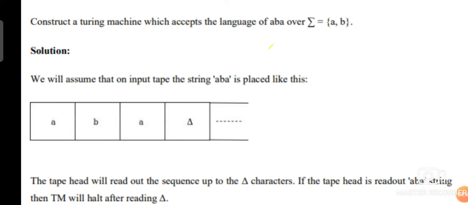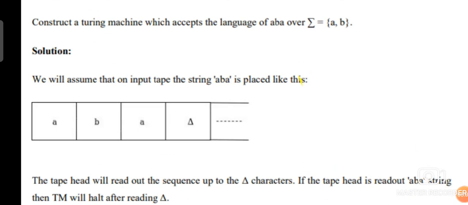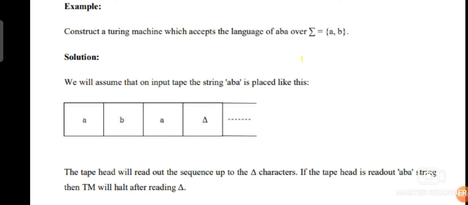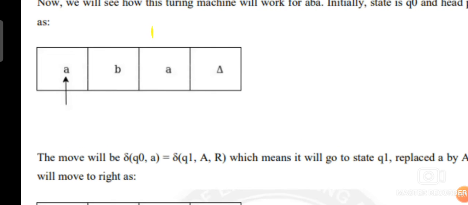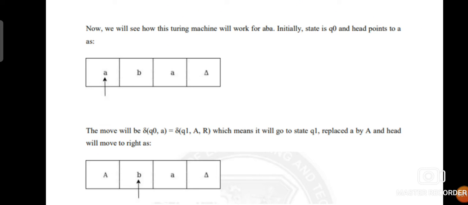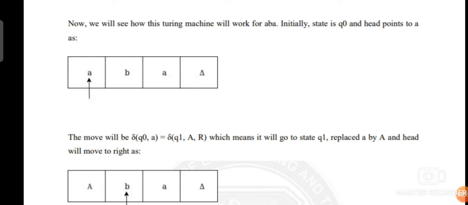Initially our tape will have the structure like this. That is, our input symbols will be a, b, a. All the remaining cells will be filled with the blank symbol. In this example, we use this small triangle shaped symbol to represent the blank symbol. So this is the initial structure of our tape. And our idea is to replace small letter a by capital letter A, small letter b by capital letter B. Initially, the head pointer will point to the first small letter a.